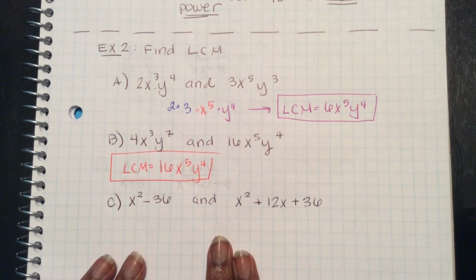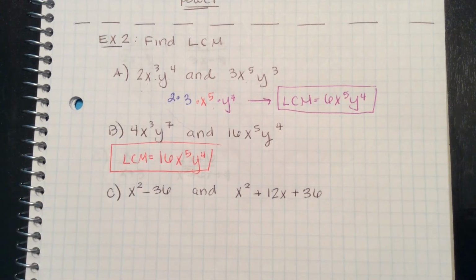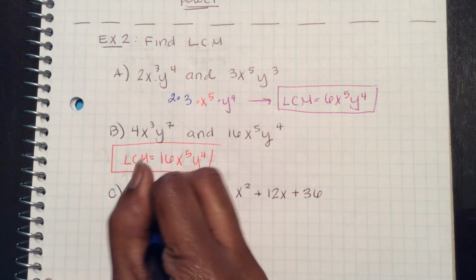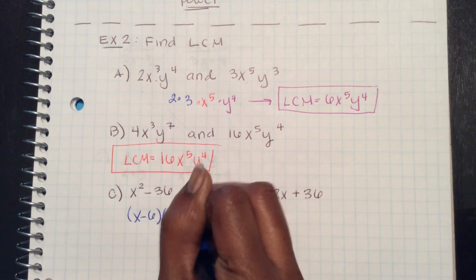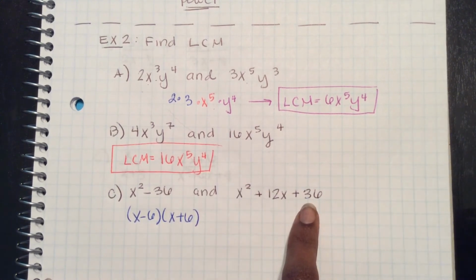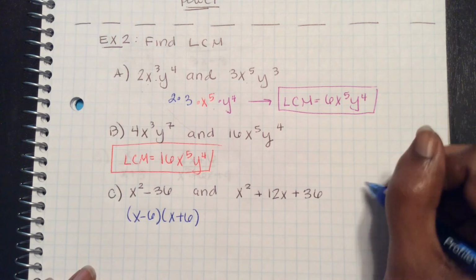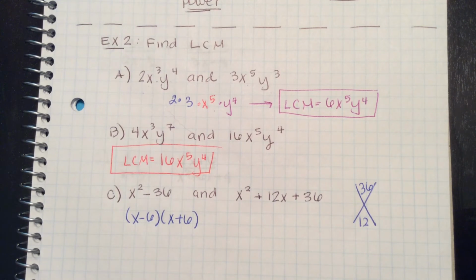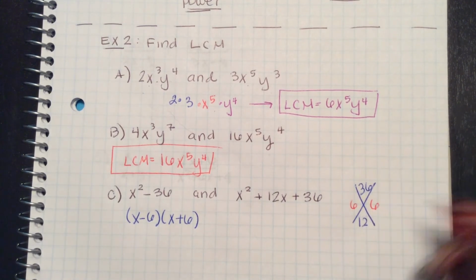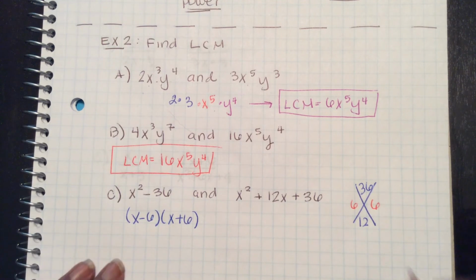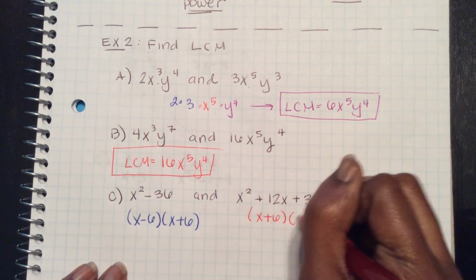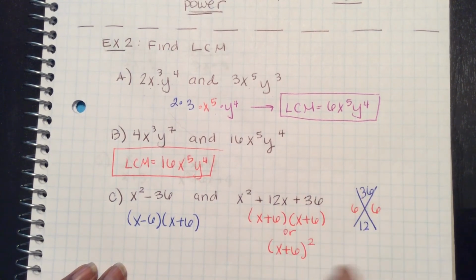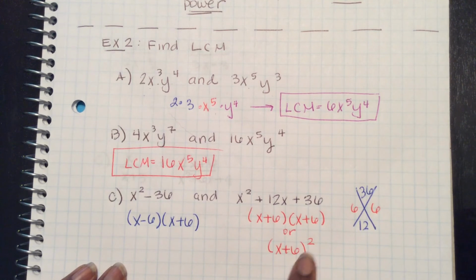Now, in part C, these are polynomials with multiple terms, so I can factor them. First one, x squared minus 36 is a difference of squares. X minus 6, x plus 6. Here, x squared plus 12x plus 36, I'm going to do x box. Two numbers that multiply to make 36 but add to make 12 are 6 and 6. So this actually factors to be x plus 6 multiplied by x plus 6, or you could rewrite that as x plus 6 squared. You should always write multiples as an exponent.